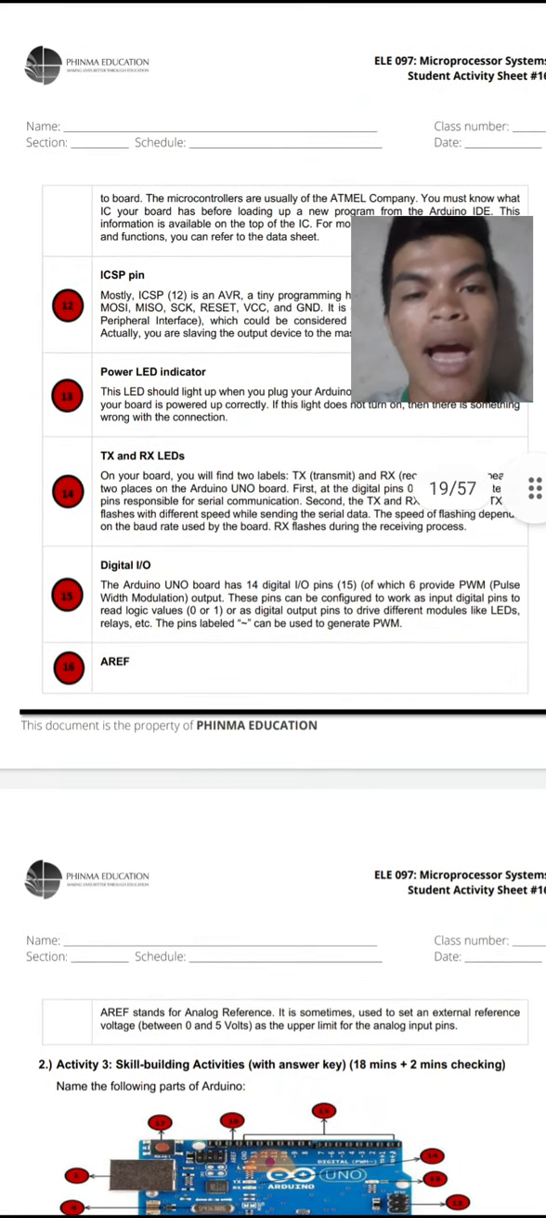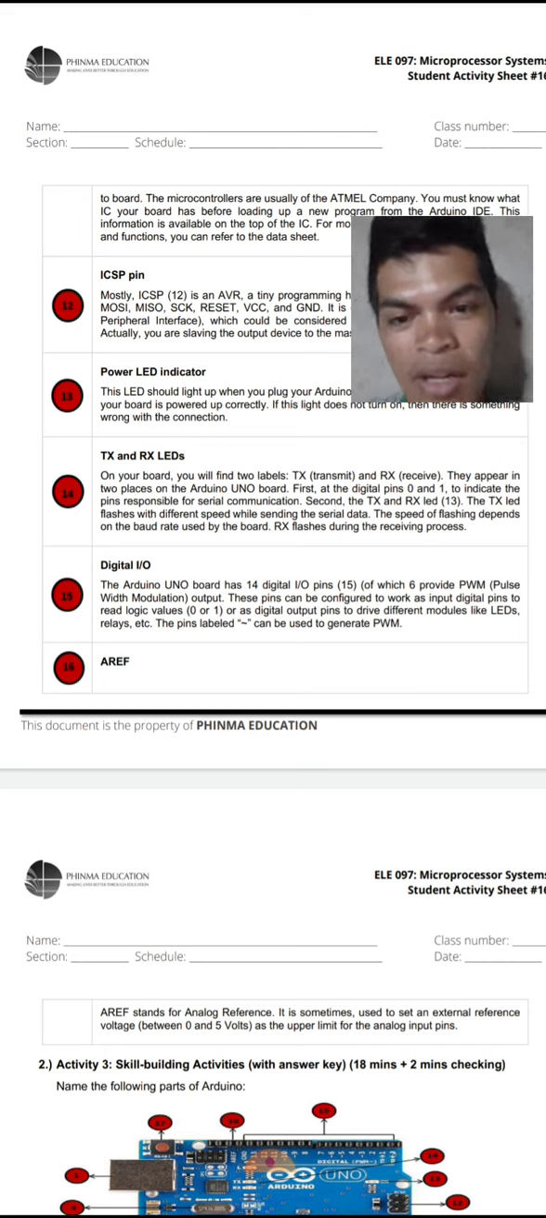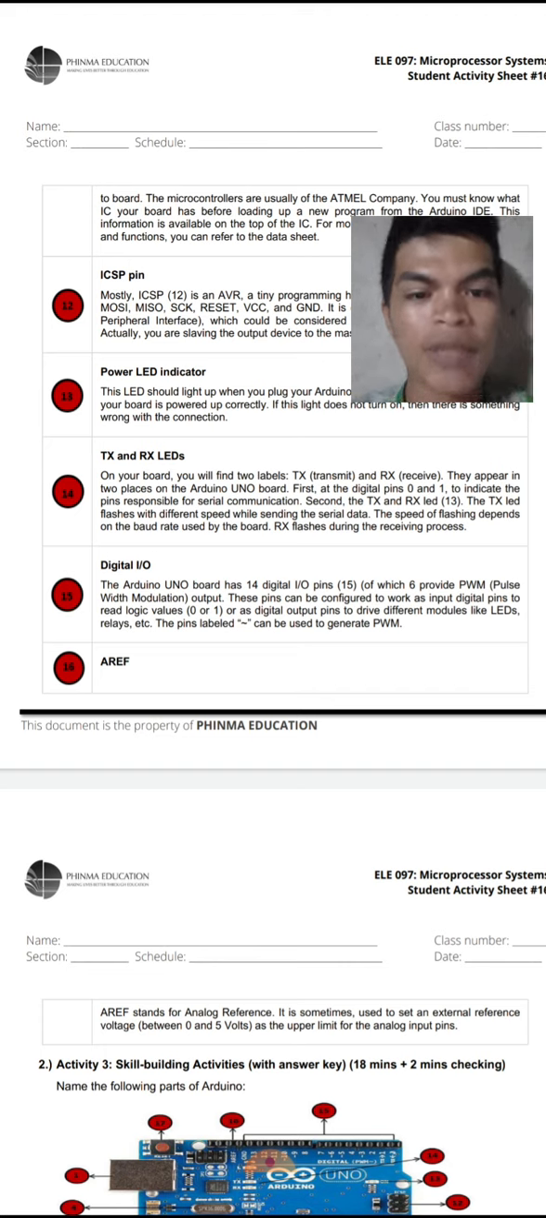Number 15, digital I/O. The Arduino Uno board has 14 digital I/O pins, of which 6 provide PWM, pulse width modulation, output. These pins can be configured to work as input digital pins to read logic values or as digital output pins to drive different modules like LEDs, relays, and etc. The pins labeled with a tilde can be used to generate PWM or pulse width modulation.